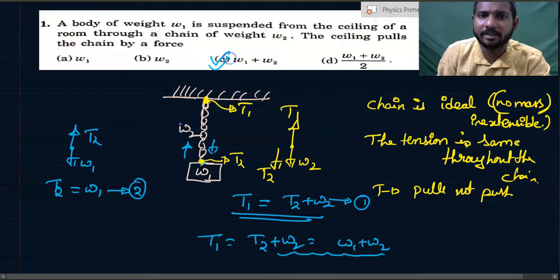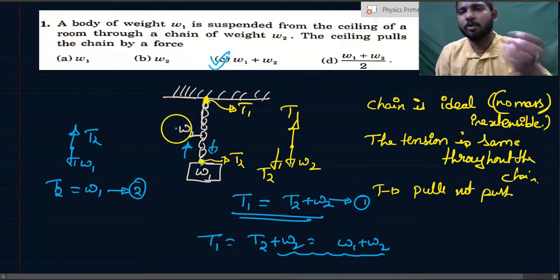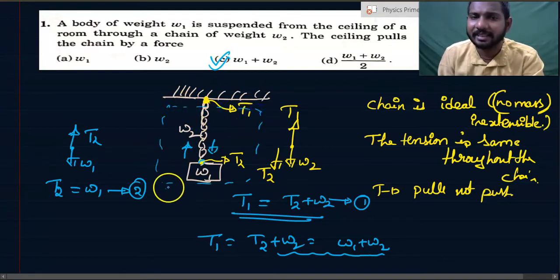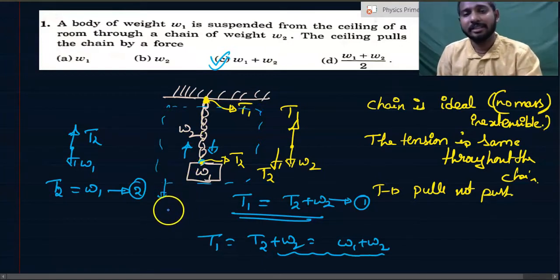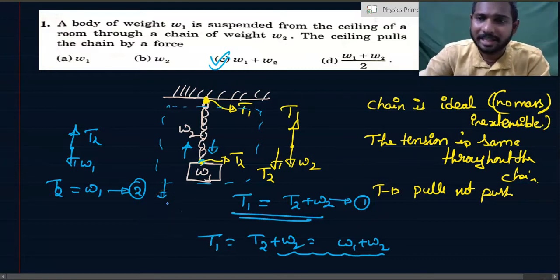If we are clear with free body diagrams, we'll be able to solve this question very easily. And there's another way to solve it. If we consider this entire thing as a system, what is the weight with which gravity is attracting this system? W1 plus W2. So in the other procedure also the answer is the same. Let us go to the next question.